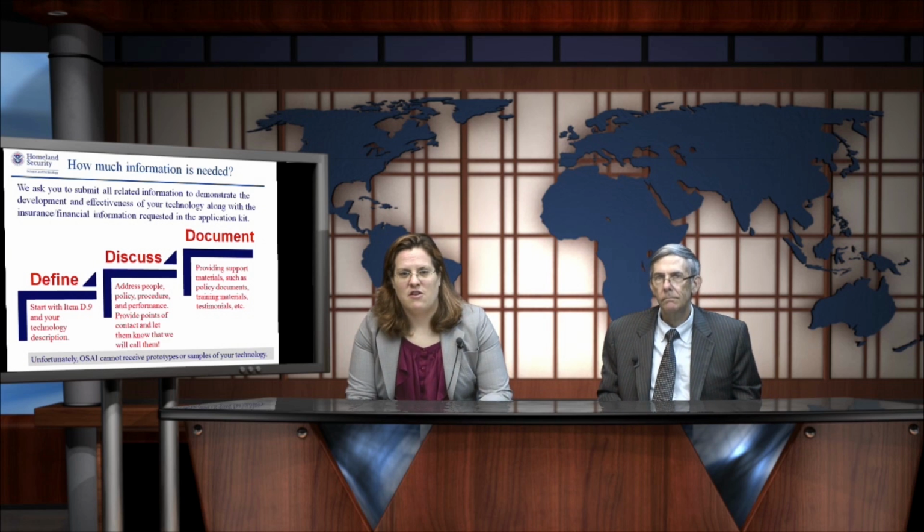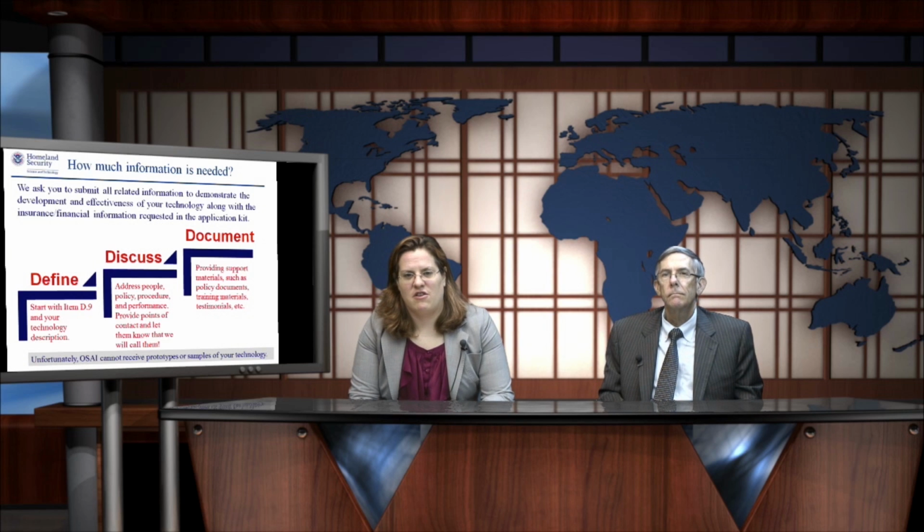So, how much information should be included in the application? What is the depth of required information? How much is too much? We advise all applicants to begin with item D9 of the application. This is where you describe your technology together with all elements, components, or services that are included when you make a sale or deployment. D9 is where you lay out your technology description. You can add more details than might end up in the ultimate definition, but details are good. You're describing your technology to experts in your field. They will want to look under the hood, so to speak.